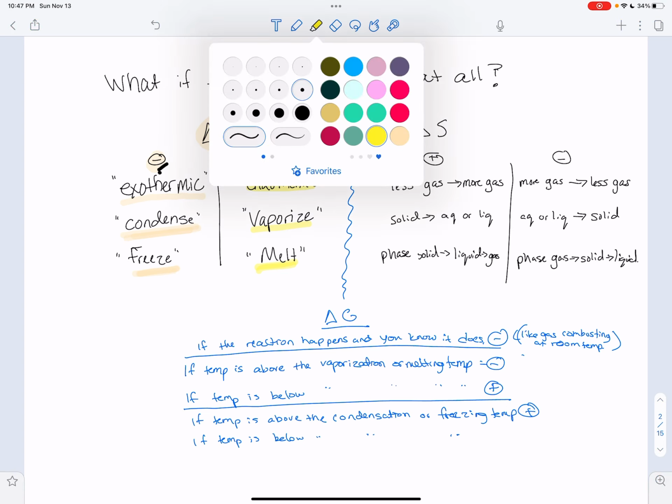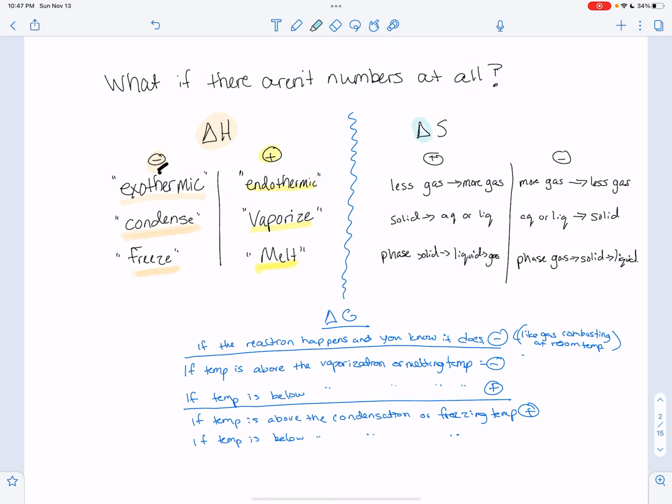Now, if we look at the delta S over here, you would expect the delta S to be positive if you've already seen these before: less gas to more gas, that's the number one. And if you don't have any gases, then a solid to an aqueous or liquid. And then if you're going through a phase change and it's not completely clear, going from a solid to a liquid to a gas, any of those directions, solid to liquid, liquid to gas, is going to give you a positive delta S because you're becoming more and more disordered with your energy spread out amongst a lot of states.